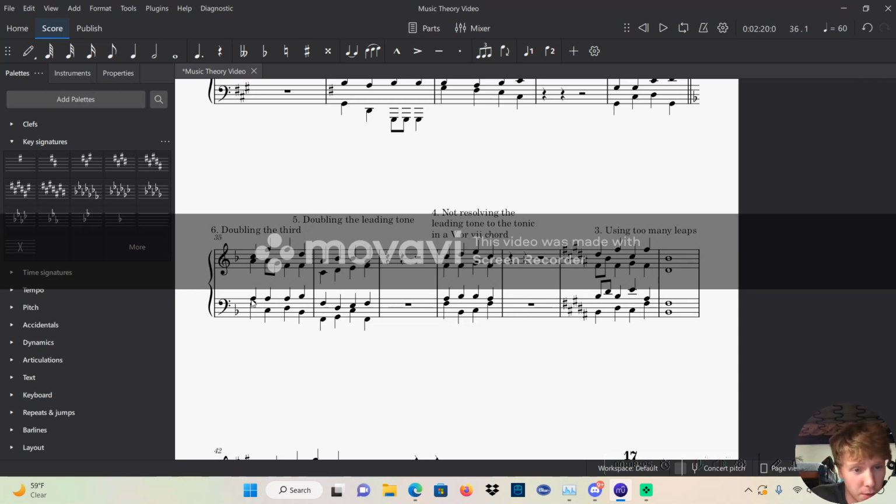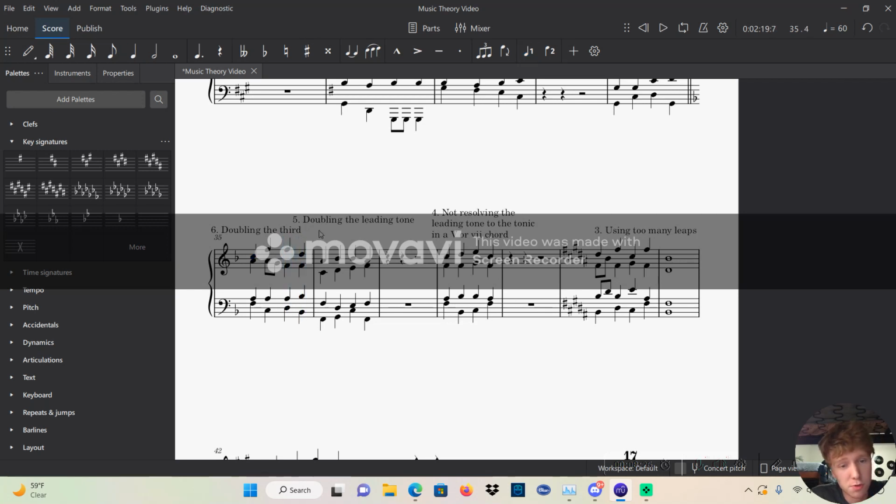So here we have alto and tenor both have the third here, and then I forgot what else. Oh yeah, in this chord, the D minor chord, the F, which is the minor third, is doubled here. So just really bad stuff. You want to avoid this.